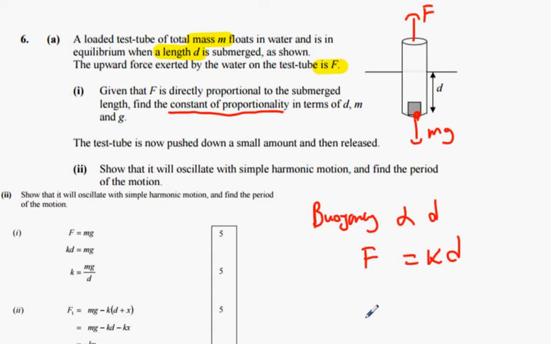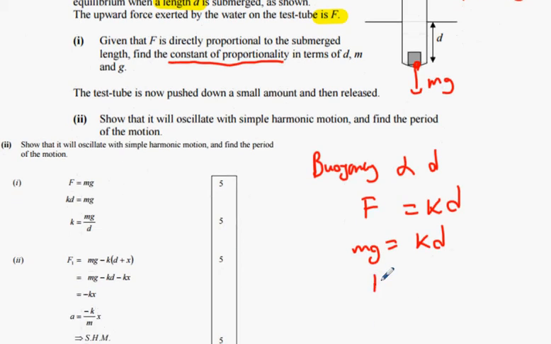So at equilibrium, the force going up equals the weight going down. So basically, the force mg equals kd. And then k, which is the constant of proportionality, must be mg over d, and that got me 10 marks out of 25.